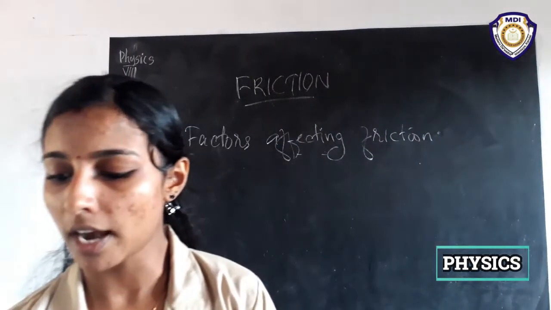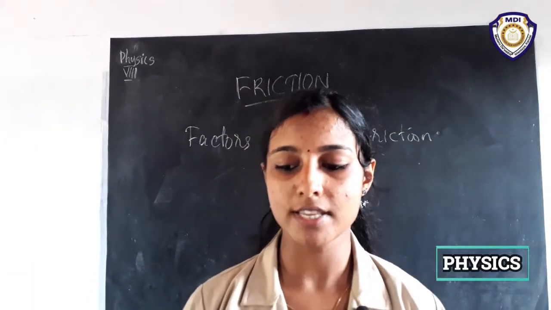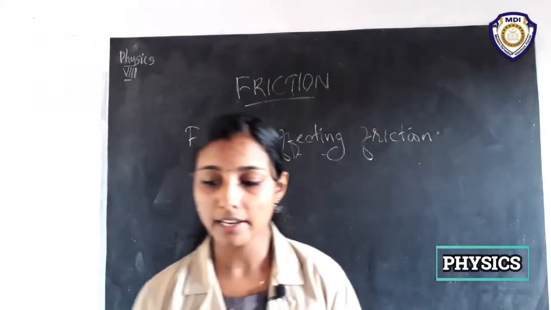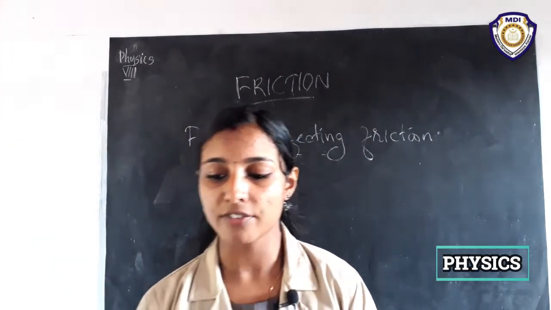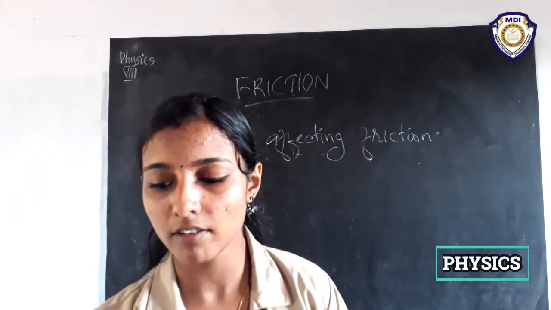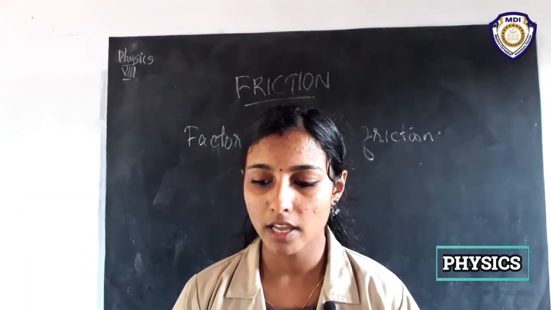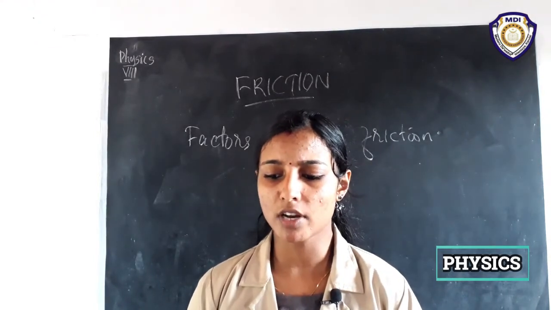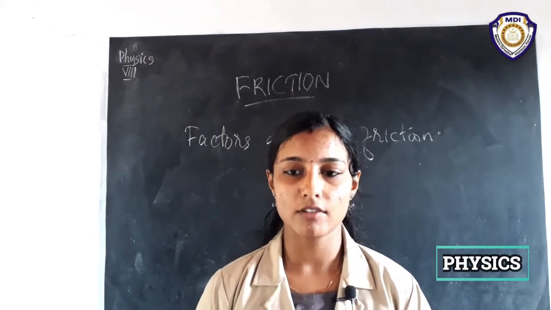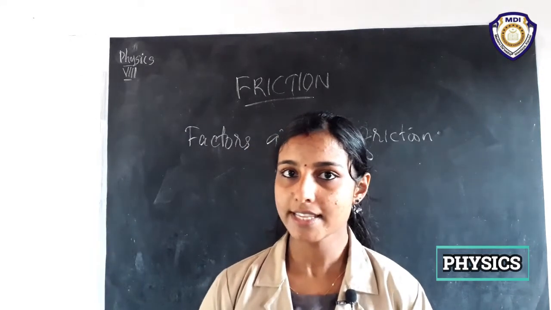So here you should underline these things. Friction is caused by the irregularities on the two surfaces in contact. You should underline that, and you should also underline that the force of friction is greater if rough surfaces are involved, right? And you should know, if the surface is smooth, friction is less, right?